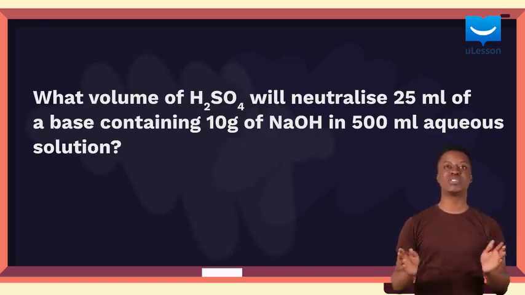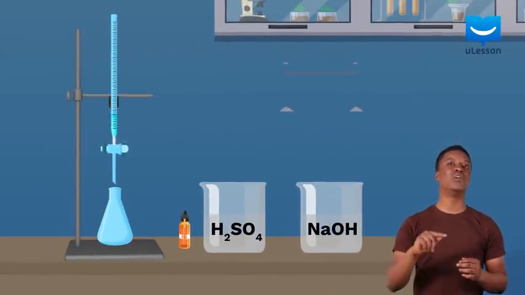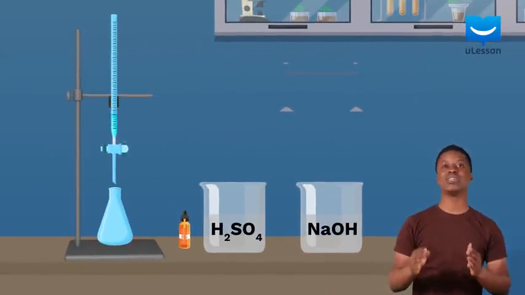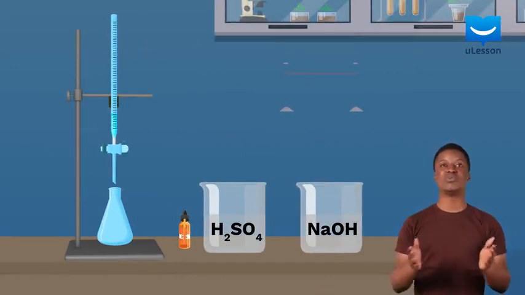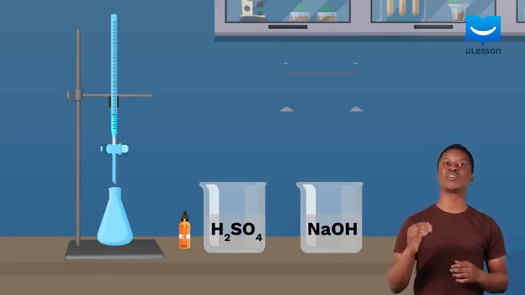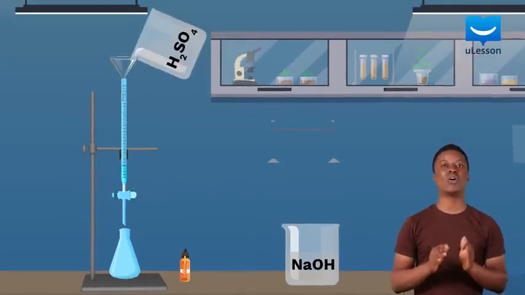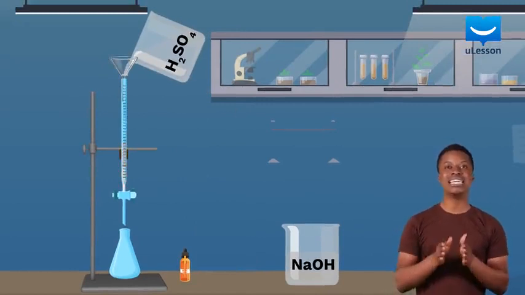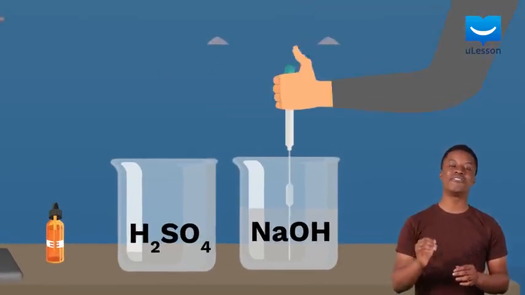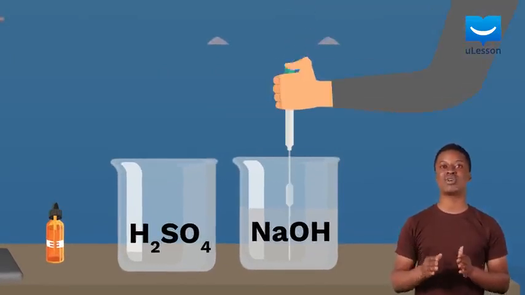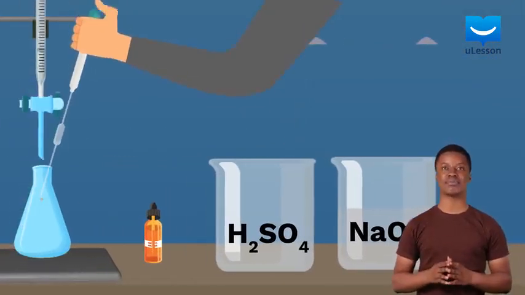Now, this question simply asks us to perform a titration in order to determine the volume of acid that would react with 25 milliliters of the given base. Just like we learned in our lesson on the procedure and precautions involved in acid-base titrations, we start by pouring the tetraoxosulfate 6 acid into the clean burette, after which we pipette exactly 25 milliliters of the sodium hydroxide base and pour it into the clean conical flask.